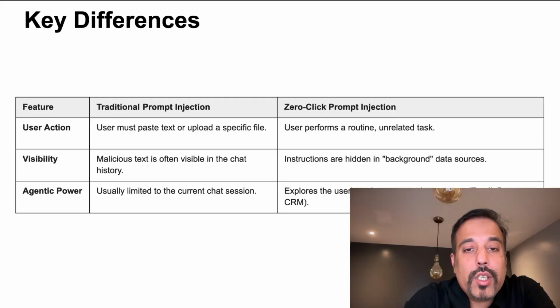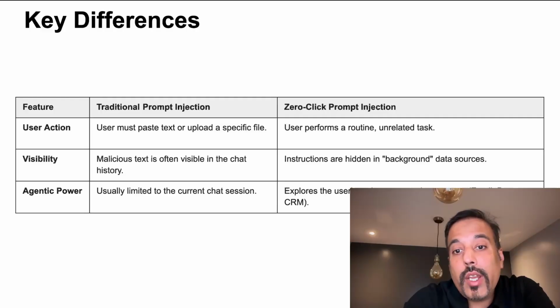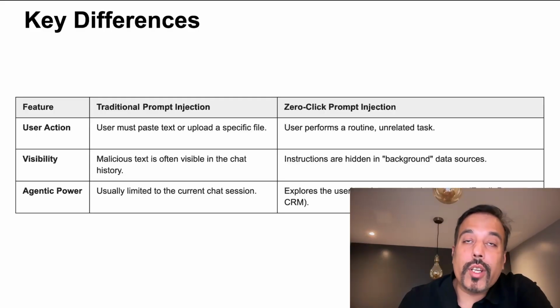Visibility: malicious text is often visible in the chat history in a traditional one, whereas in a zero click, it's hidden in the background data sources. And usually the traditional one is limited to the current chat session, whereas zero click prompt injection reaches the user's entire connected ecosystem. So email, docs, CRM, whatever.